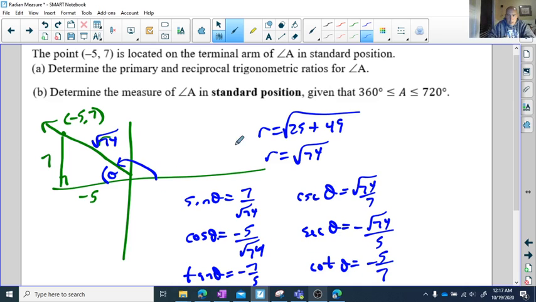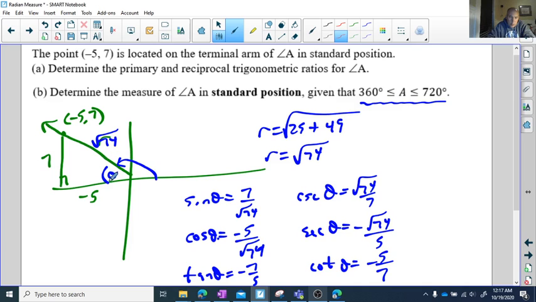Okay, so B wants us to now figure out the angle. Now this one's getting real tricky. It wants the angle to be somewhere between 360 and 720. So they want it to be positive, but they want it to actually be in that second rotation, which is fine. We can figure that out.